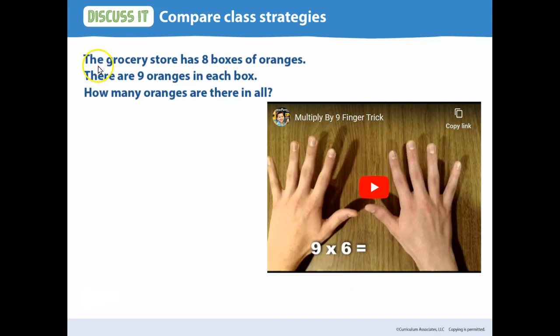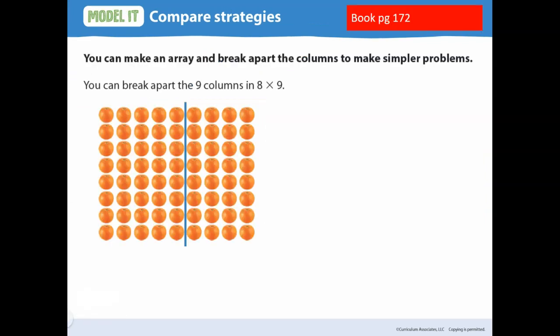Before we watch the video, look at the questions. This is still on page 171. It says the grocery store has 8 boxes of oranges. There are 8 oranges in each box. How many oranges are there in all? Well, if you look at this slide right here, they used break apart. This is on 172. I have 1, 2, 3, 4, 5, 6, 7, 8. So 8 rows, with 9 in each one.